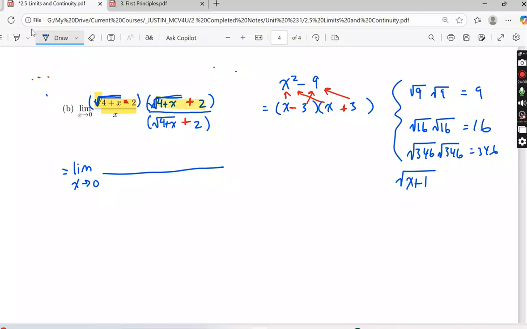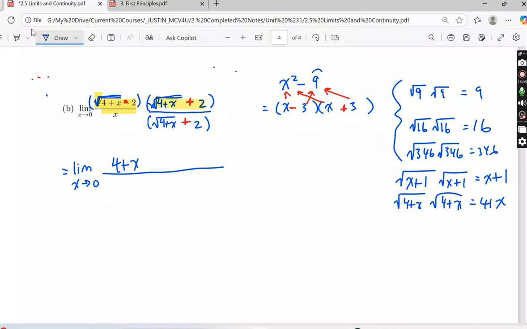So in other words, if I do square root of x plus 1 times square root of x plus 1, it's going to equal x plus 1. And that's because two square roots essentially just nullify squaring something. So in this example, it's square root of 4 plus x times square root of 4 plus x, it's just going to be 4 plus x. So I'm going to get a 4 plus x, okay?